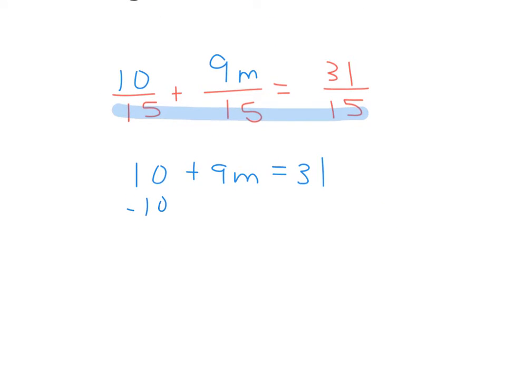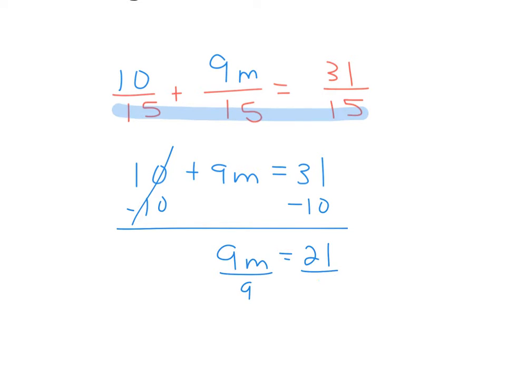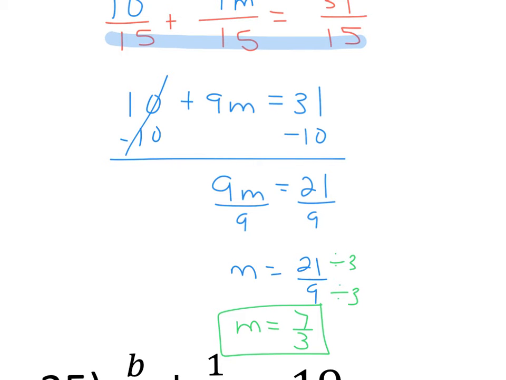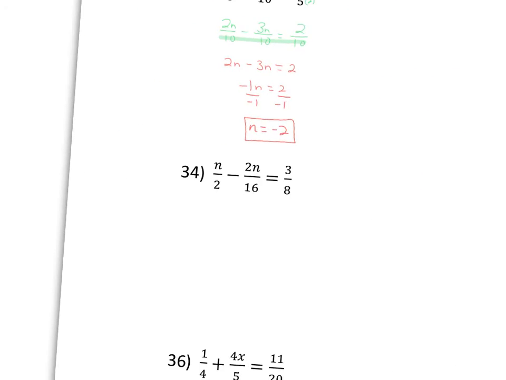Now go ahead and subtract the 10 from both sides. That cancels, so I have 9m equals 21, and then I'm going to divide by 9. I can take a 3 out of both of those, so we will need to reduce our fractions here. Right now I currently have m equals 21/9, but I can divide both of those by 3. When I'm dividing both by 3, I end up with m equals 7/3, and that's my answer.